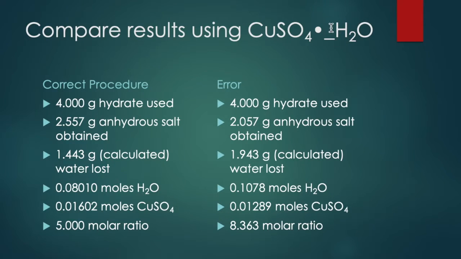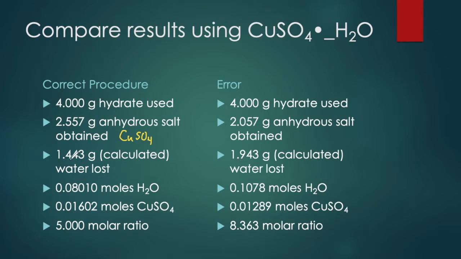That's why there's a blank there instead of a number, which turns out to be 5. It should be 5. So when you heat the water off, drive the water off of this copper 2 sulfate hydrate, what you end up with is 2.557 grams of just the copper 2 sulfate, the anhydrous salt. So this is just the copper 2 sulfate without any water next to it. The water that got driven off, by subtraction, you can deduce that 1.443 grams of water was driven off.